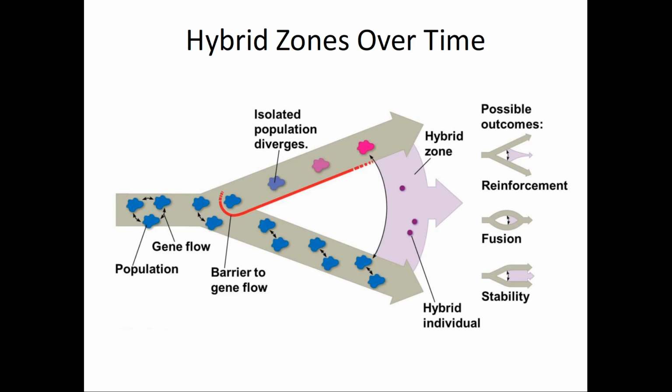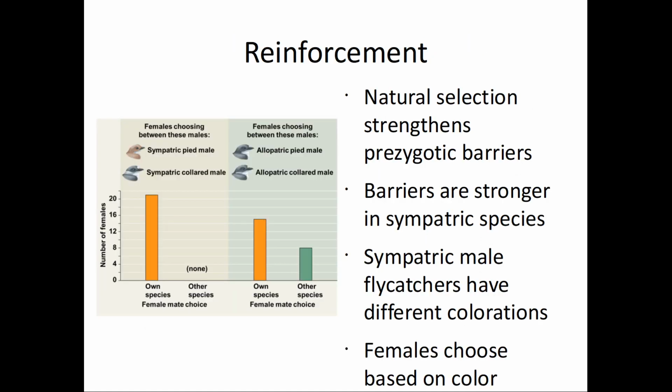Fusion: you could end up with a population where they basically come back together. And so you see a despeciation. And stability: they just march on. Maybe you've got a hybrid population in the middle that continues moving forward as well.